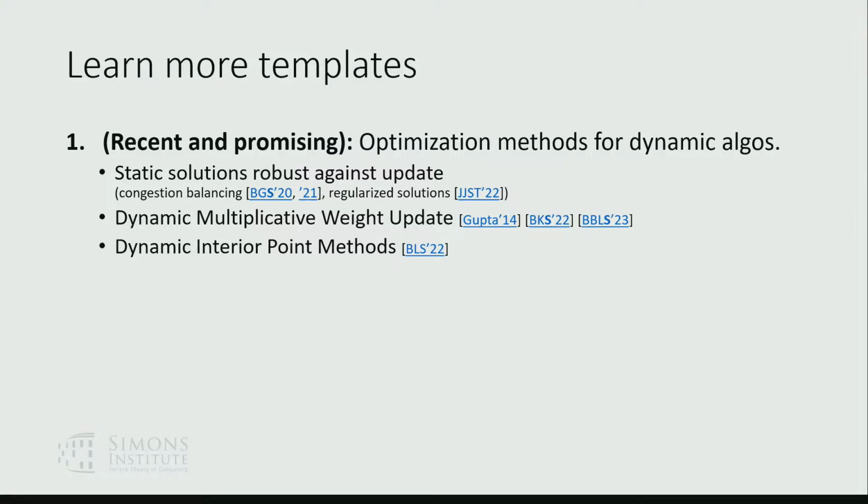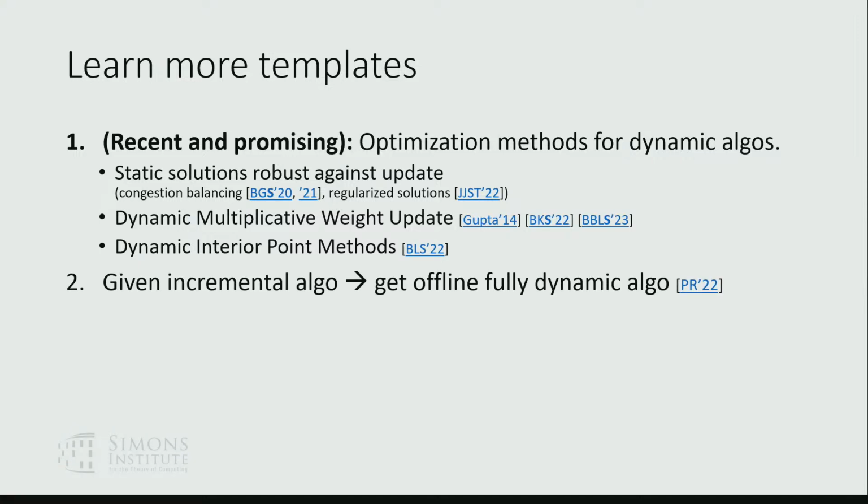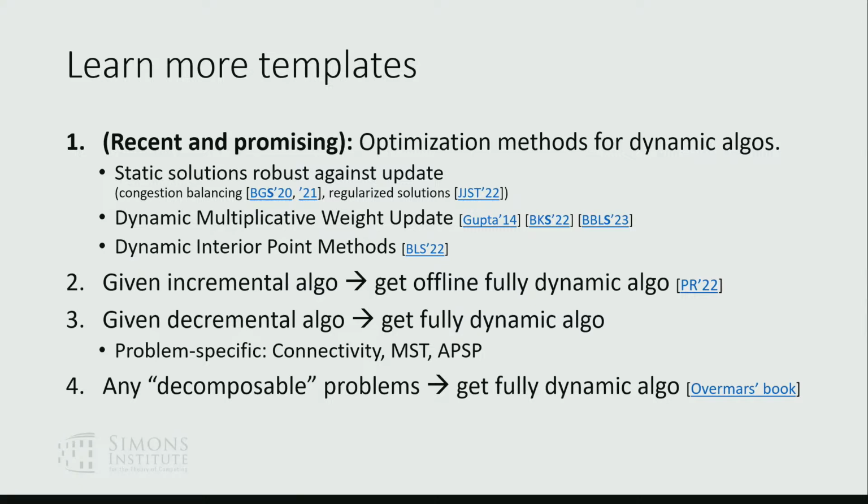Or there are ways to dynamize the optimization method itself, to make multiplicative weight update dynamic. There are works on this quite recently. And even the interior point method, one can dynamize that by itself and get a new dynamic algorithm. For example, they get a dynamic algorithm for exact max flow in the incremental case. And there are more templates in the literature that I don't have time to go through.